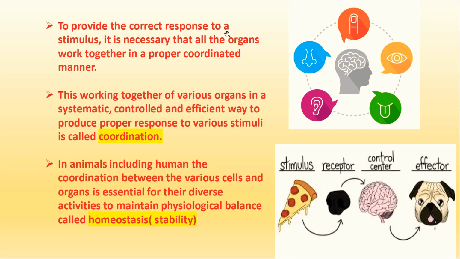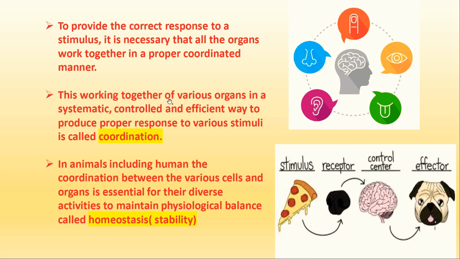To provide the correct response to a stimulus, it is necessary that all our organs work together in a properly coordinated manner. For this, you just refer to this diagram. We have our nervous system, the central nervous system, to which all our receptor organs send signals like sight, taste, sound, as well as smell and touch, and also we feel the changes in the environment through our skin. All these are received by our receptor organs and they are taken to our brain as messages, to which our body reacts in a proper way. So there is coordination of all these organs to give a correct response for the correct stimulus.